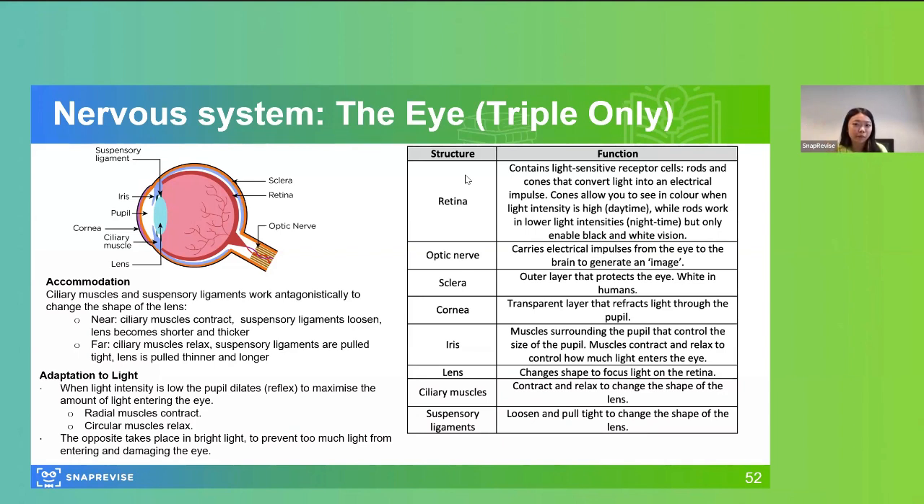Was that clear enough? Is everyone in triple science understanding that better? Which are radial muscles? I don't think you need to know where they are. I don't think they ever ask you that. So hopefully that was clear enough. Yeah, perfect. Okay, let's move on.